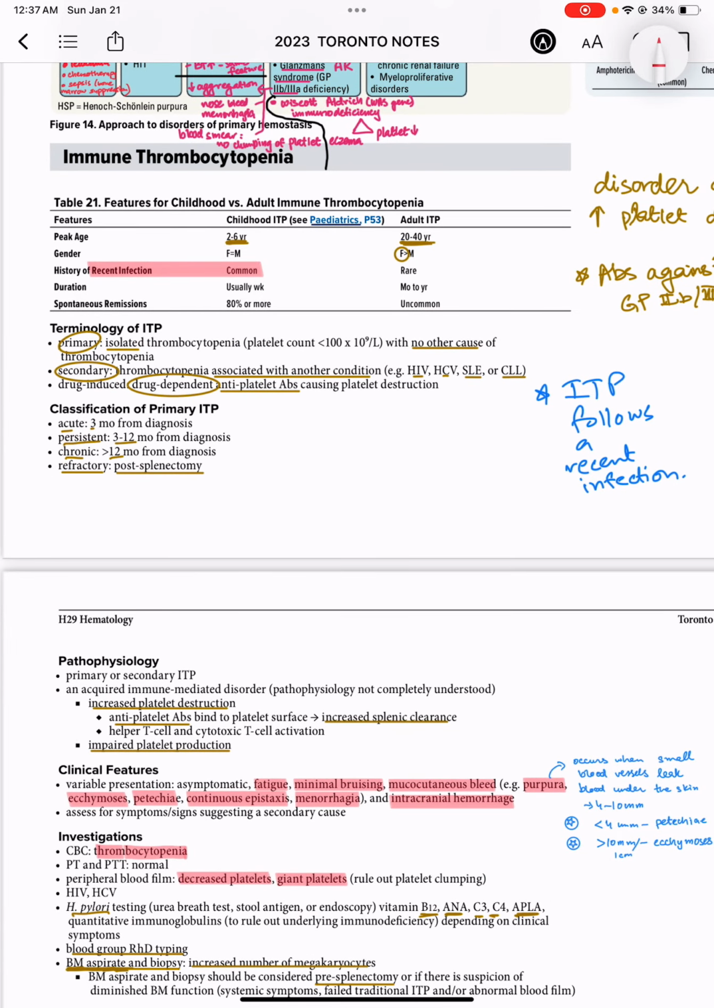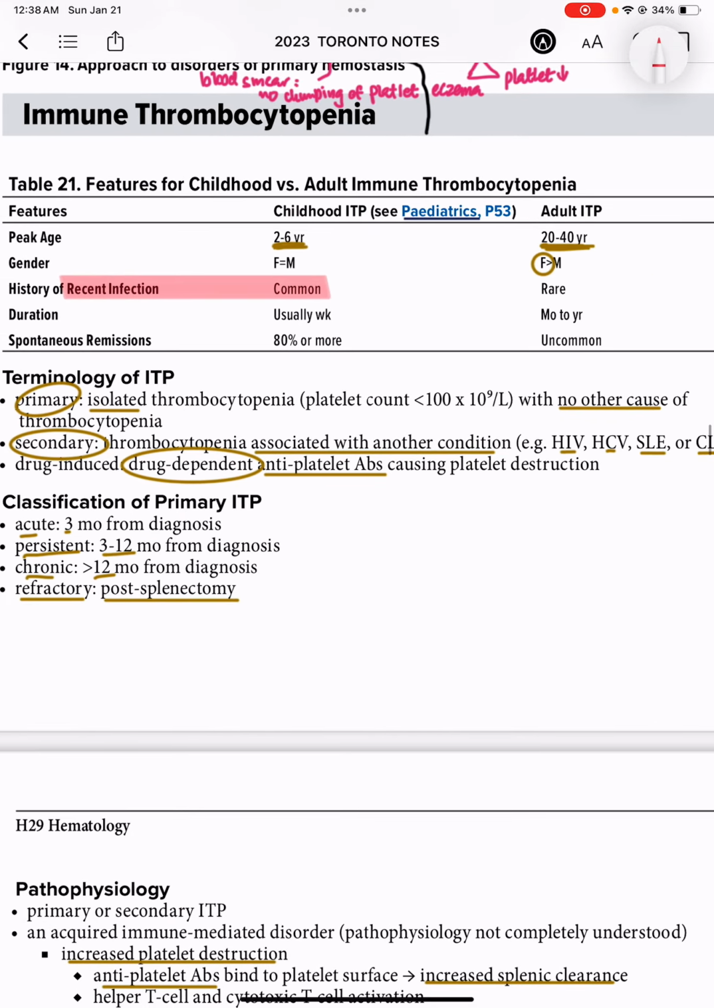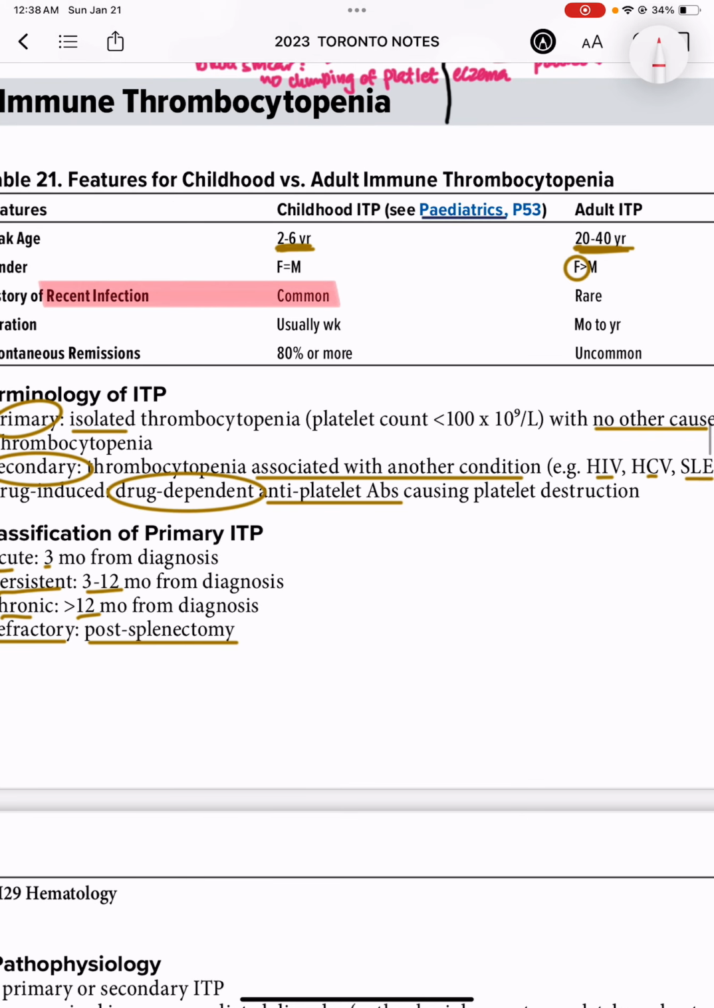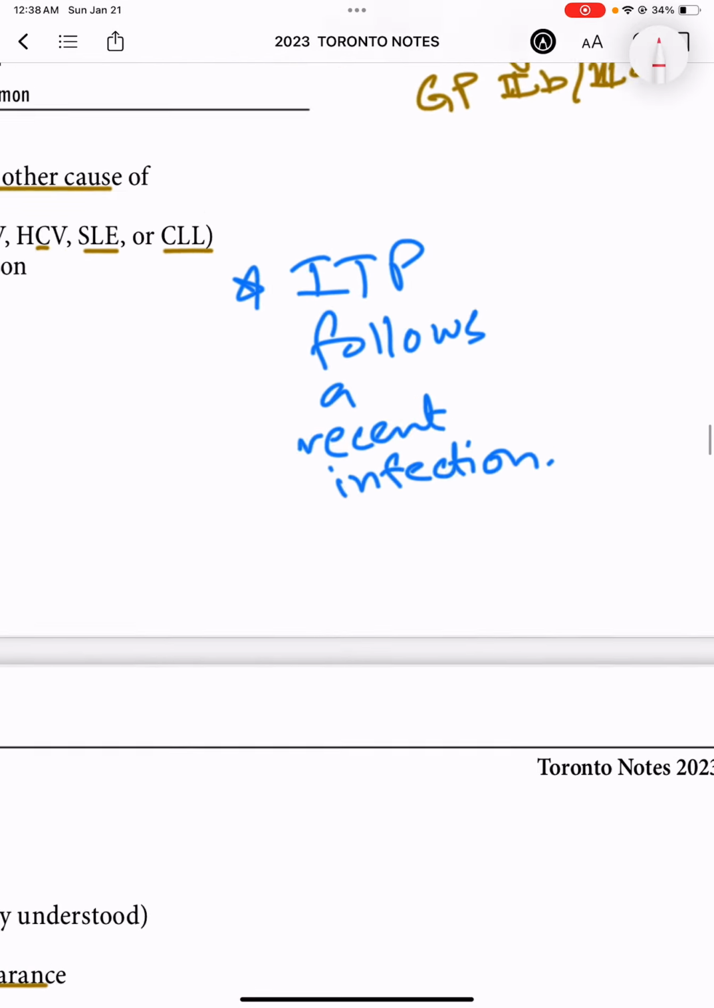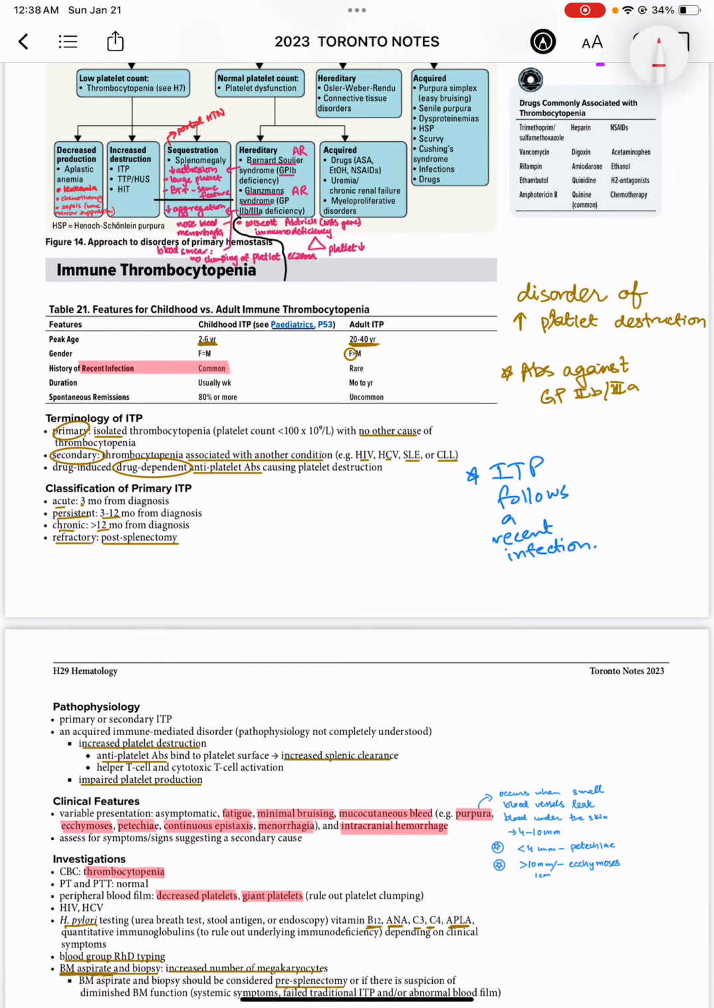In ITP, features: ITP can present in childhood as well as in adulthood. In childhood, the peak age is 2 to 6 years, and in adults, ITP occurs around 20 to 40 years. In adults, females tend to have more prevalence, but in children it's equal. And in children, ITP is usually preceded by a recent infection. So ITP basically follows a recent infection.